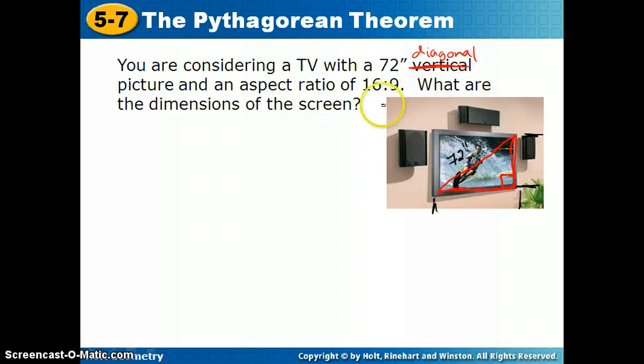So what I'm going to do is I know the ratio is 16 to 9. I'm going to say, well, let's make this 16x. And let's make this 9x. So now I've got a right triangle with just one variable in it, that variable x. And that 16 to 9 come from this ratio there.